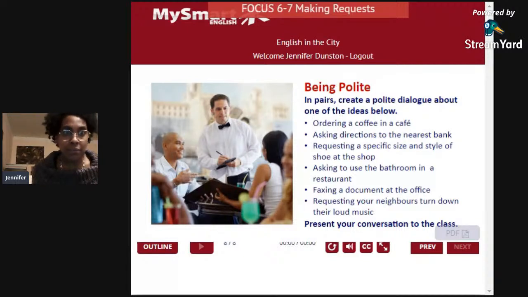Or sometimes you have to use the bathroom if you're not a customer. Has that ever happened? Maybe you're walking by a cafe or a bar and you're like, oh, listen, I know that I'm not a customer, but I really need to use the bathroom. How do you ask to use the bathroom in a restaurant? Let's remember our modal verbs: can, could, would.